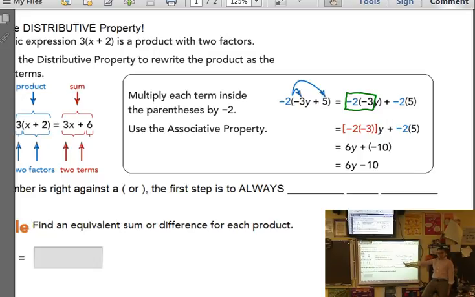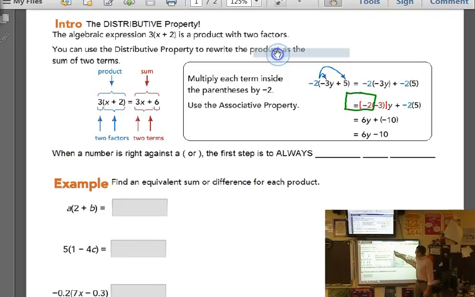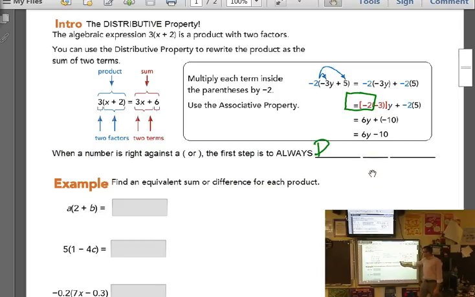Because this is a variable term and this is a constant term. And they can't work together. We don't know what this is, so I can't add or subtract with it. If I had another constant term, like say I had plus 5, that I could add because they're both constant terms. But this being a variable term locks me down. So, when we see a number right against the parentheses, the first thing to do is draw the arrows.